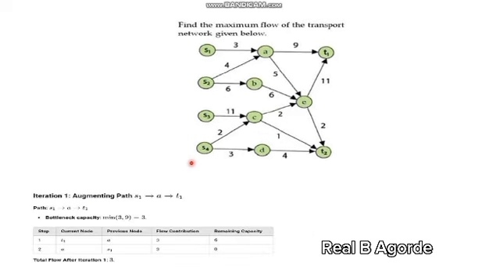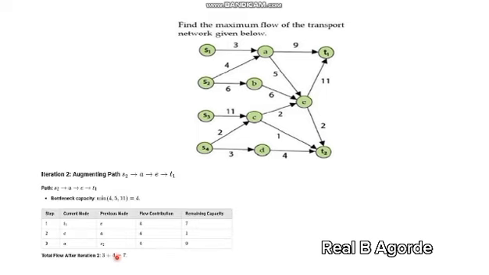In the first iteration, the augmenting path is source 1 to node A and to sink 1. The bottleneck capacity is the minimum capacity along the path, which is minimum of 3 and 9, equal to 3. So source 1 to node A, 3 units used, so 0 remaining. Node A to sink 1, 3 units used, so 6 remaining. So the total flow after this iteration is 3.